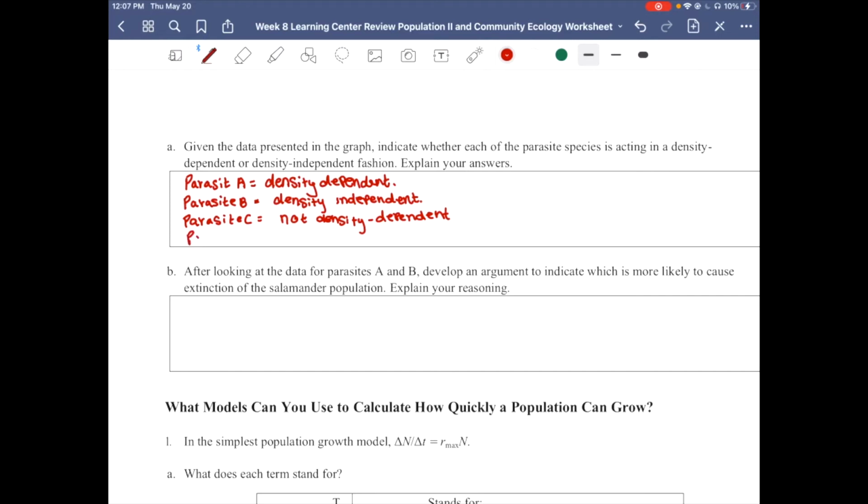And then parasite D is the control. This shows the same mortality rate regardless of population density, so this could also be not density dependent. All right, do you guys have any questions about that so far?